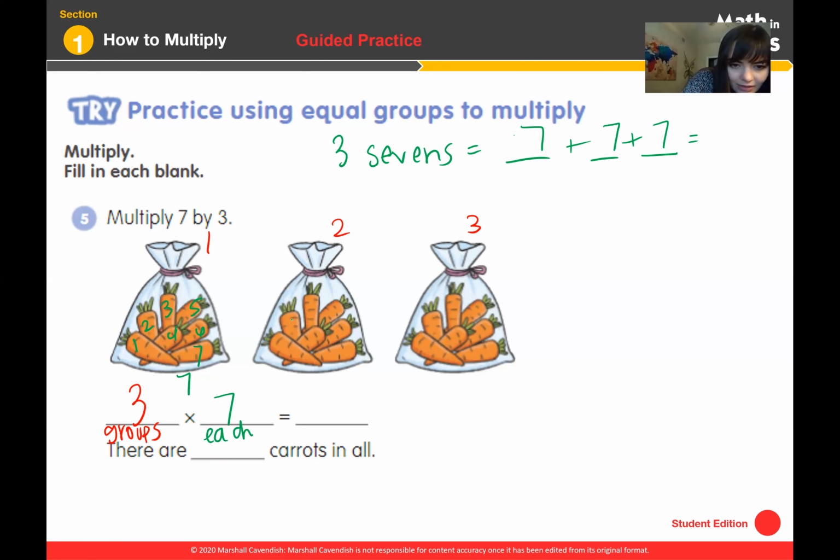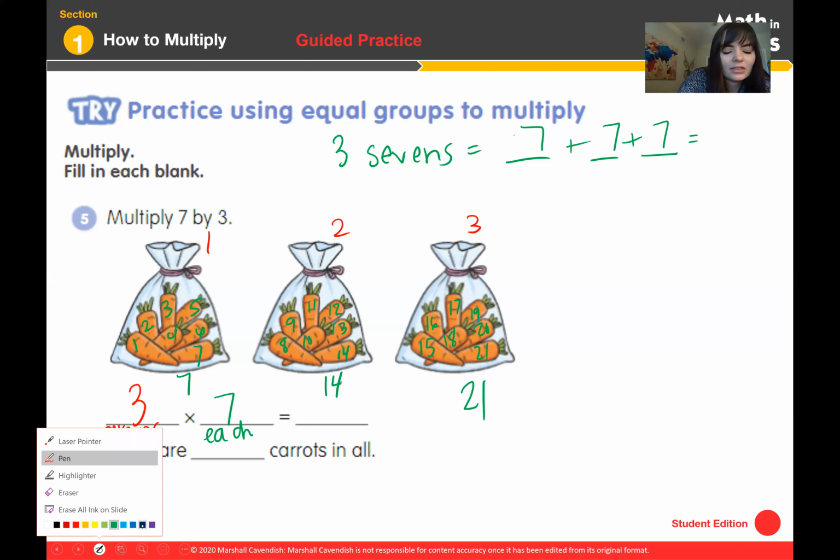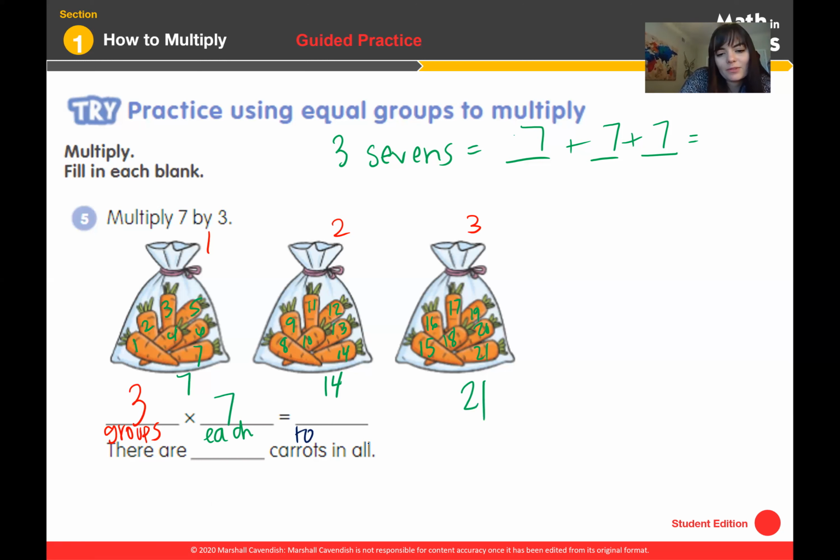7, 8, 9, 10, 11, 12, 13, 14. Okay, so look, 1 times 7 is 7. 2 times 7 is 14. 3 times 7, 14, 15, 16, 17, 18, 19, 20, 21. 21 would be my total. I have 21 carrots in all. So I'm going to write my total, which is my in all, is 21.